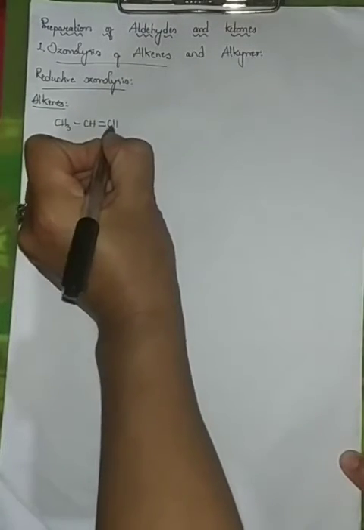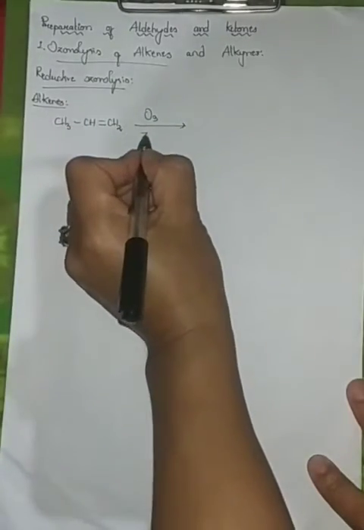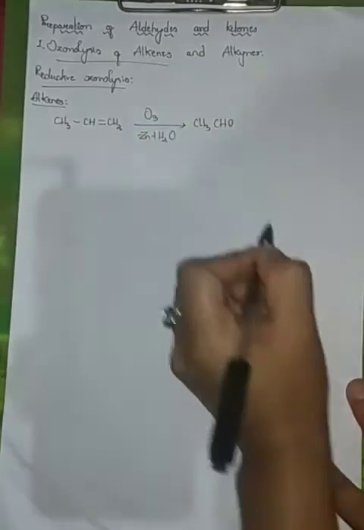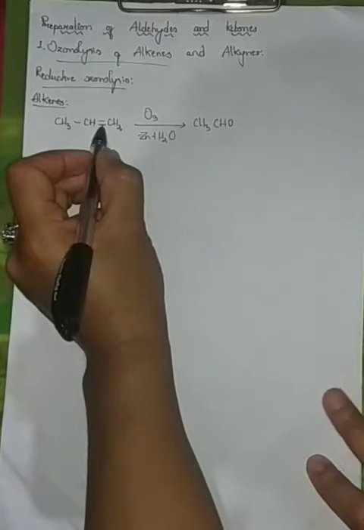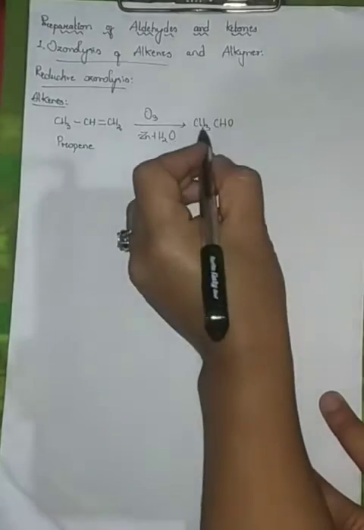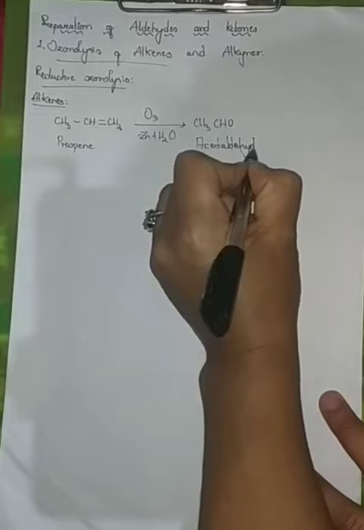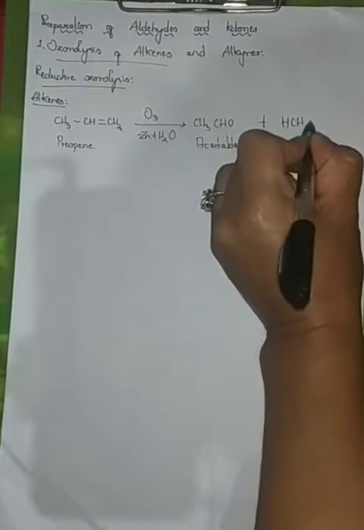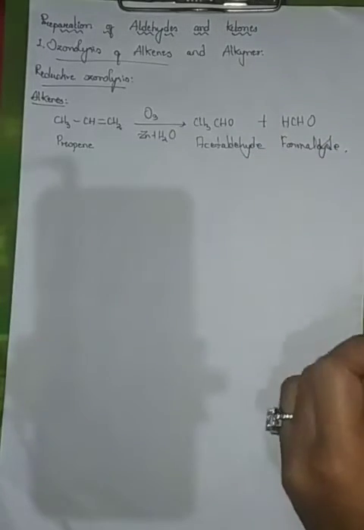Now take an alkene molecule, ozonolysis means O3, in the presence of zinc, water, giving CH3CHO. As aldehydes are formed, this is a 3 carbon atom molecule, known as propene. From propene, this is our acetaldehyde plus HCHO, formaldehyde, is formed. Now how is this formed?